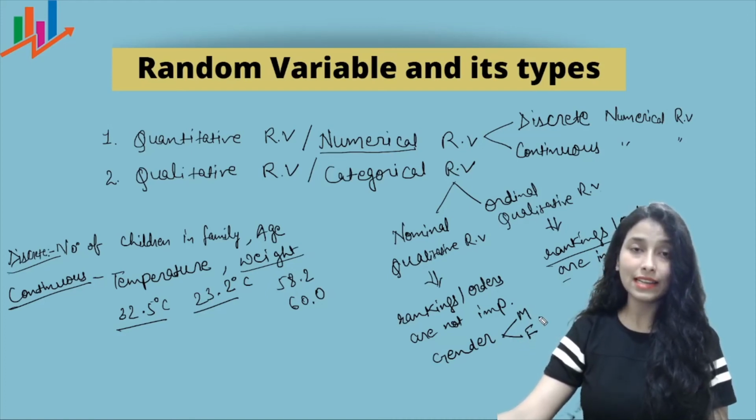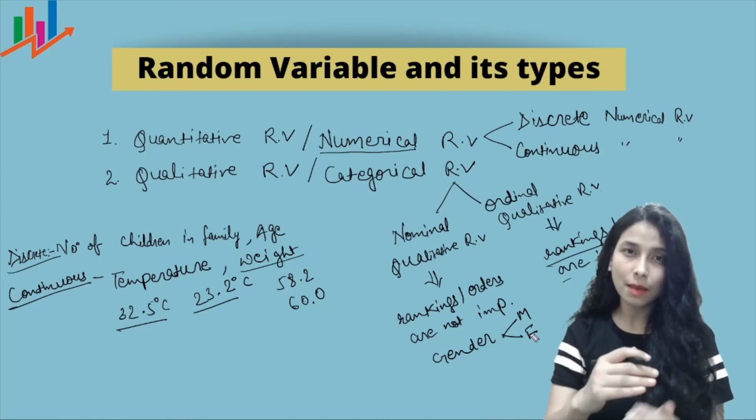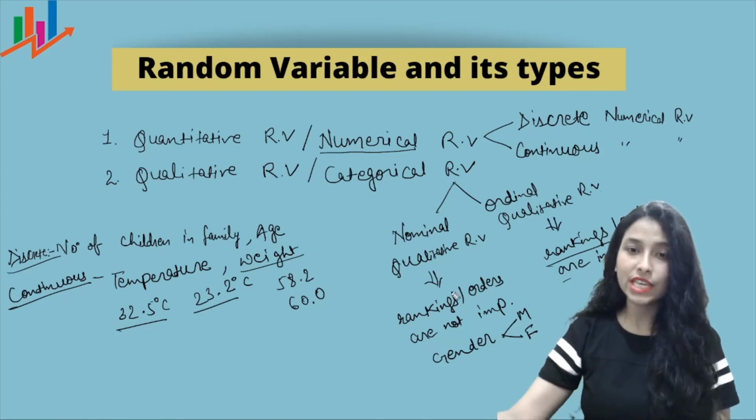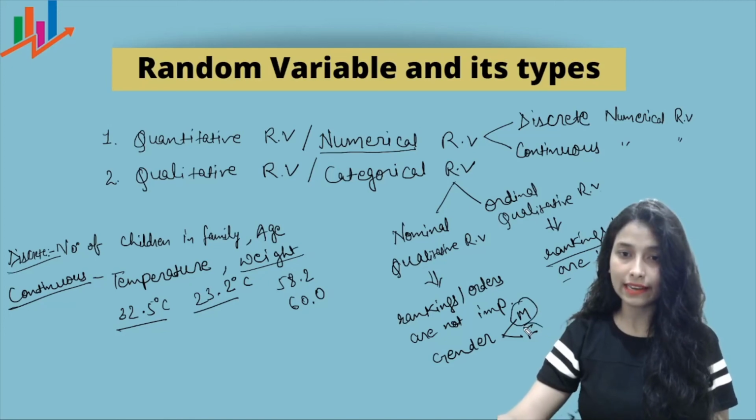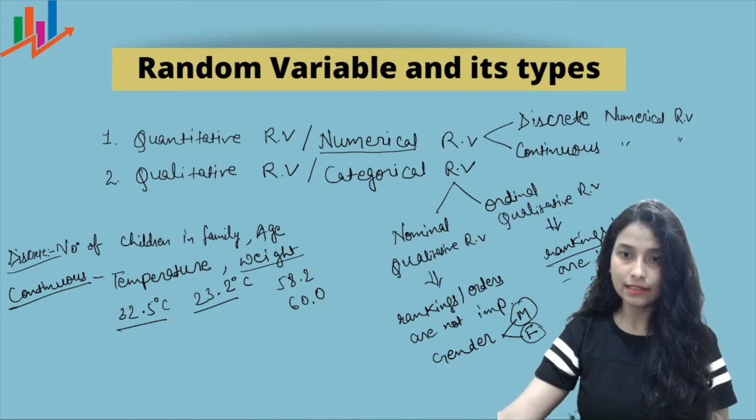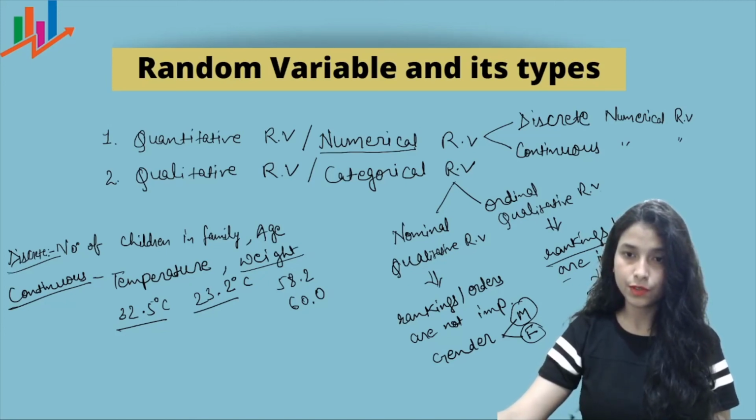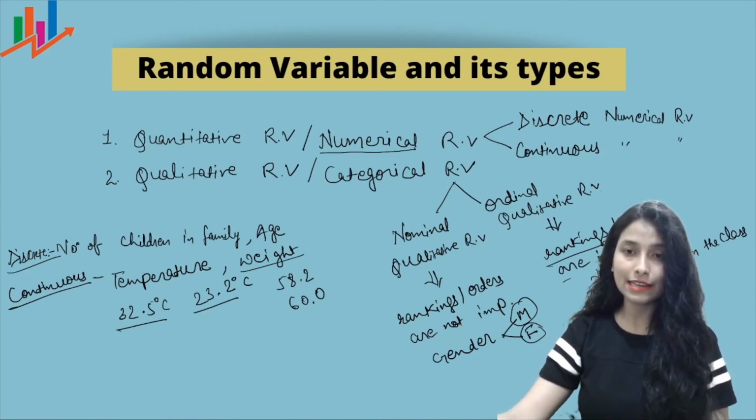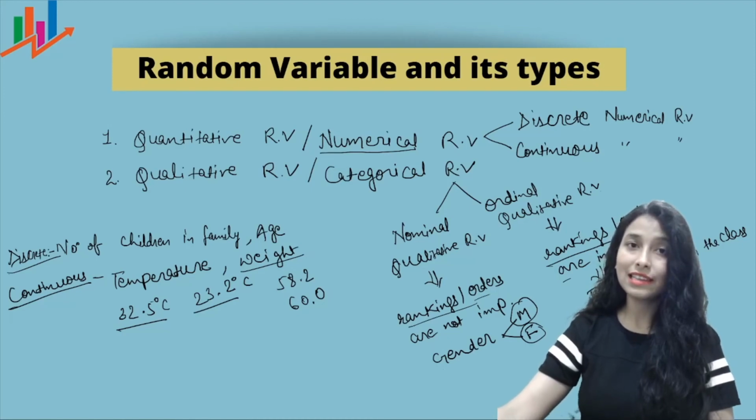Do you think that in male and female there are some kind of rankings or orders? No, these two are of equal category and equal importance, you can say. Whereas here you can take toppers rank in the class. So this is the example of ordinal qualitative random variable, and gender is an example of nominal qualitative random variable. Now I'll give you one more example of these two so that you will get some more clarity.